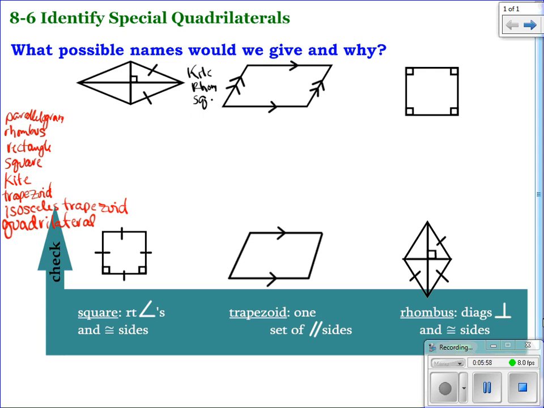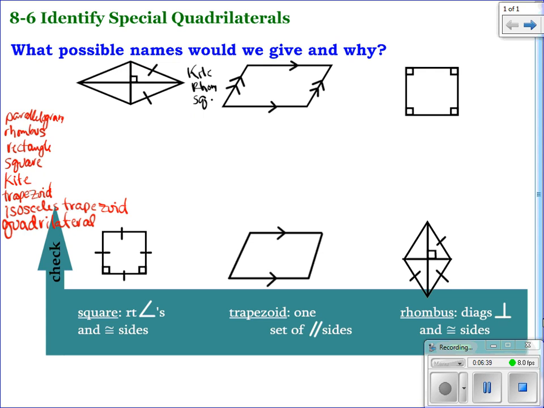What about the next one? I've heard a couple of different guesses. What property is drawn up here? Opposite sides are parallel. That means it has to be a parallelogram. Good. And the last one? How come? Because it kind of looks like a square to me. But why can't we say that again? Yeah, it didn't actually say that they're the same length.